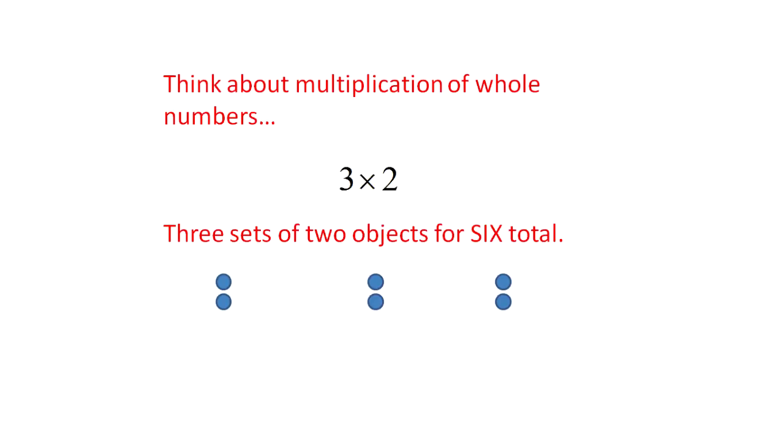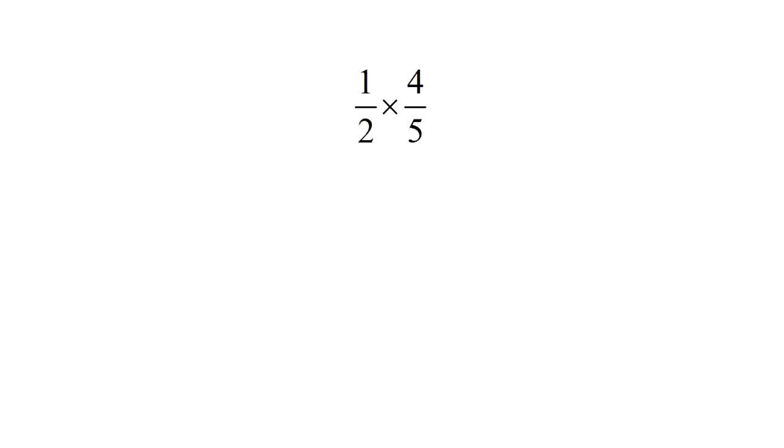Now we already know 3 times 2 is 6, but when you first learn multiplication, this is probably what you were told. Multiplication is a way to simplify addition. If you have a whole lot of addition, instead of saying 2 plus 2 plus 2, you could just say 3 times 2. We have 3 sets of 2. Keeping that in mind, I want to look at fraction multiplication.